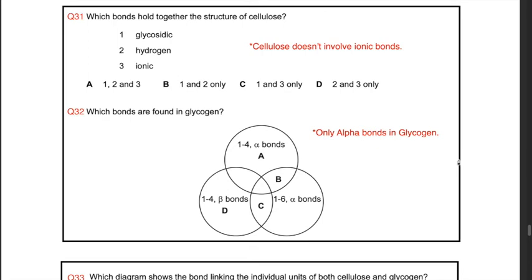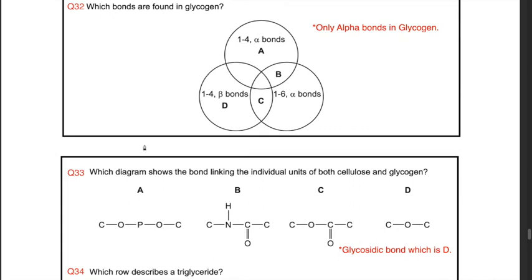Question 31. Which bonds hold together the structure of cellulose? 1 glycosidic, 2 hydrogen, 3 ionic. Cellulose doesn't involve any ionic bonds in it. Therefore, answers having bond 3 are incorrect, leaving us with the only answer being B, 1 and 2 only. Glycosidic bonds, yes, because cellulose is a polymer made up of beta glucose molecules, hence glycosidic bonds are involved. 2 hydrogen, yes, that is also involved because hydrogen bonds hold the neighboring cellulose molecules together. Therefore, B is the correct answer.